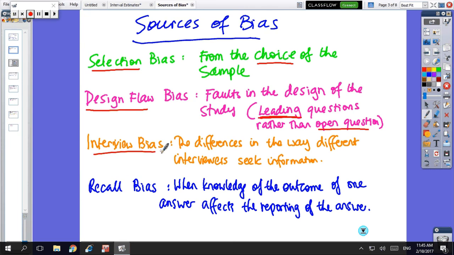An interview bias is the way different interviewers ask the questions to the people they're seeking information from. Recall bias is when you use the knowledge of one thing to predict another thing. So, for instance, if you're looking at people's voting choices now and use that to predict previous voting choices. So they're the first four. So copy that and come across when you're ready.